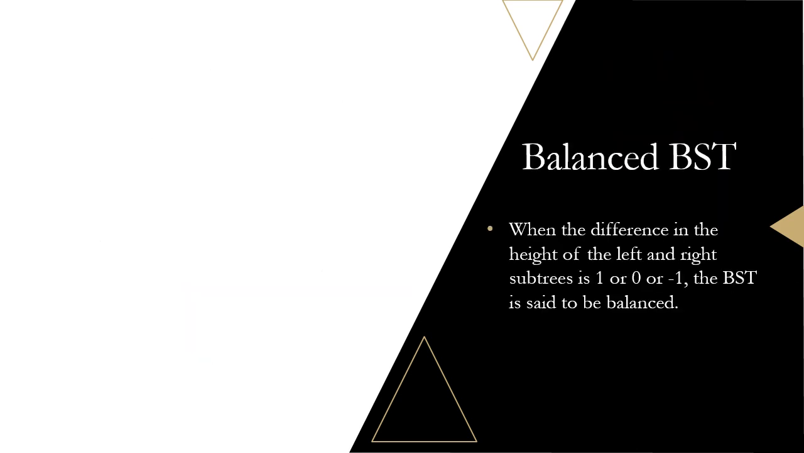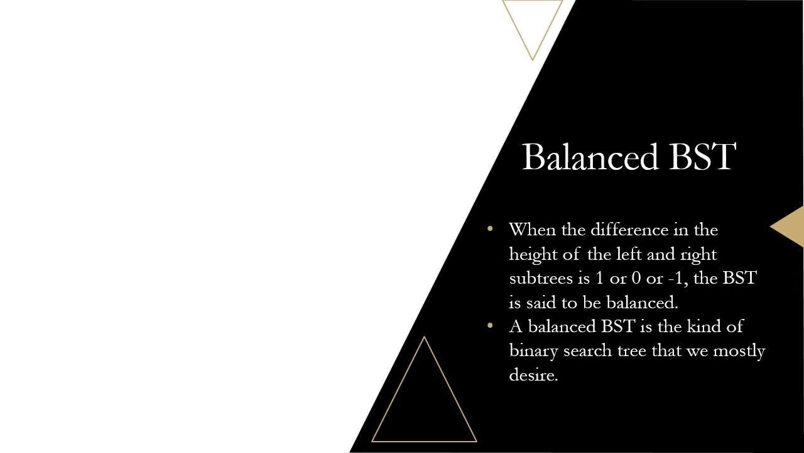Balanced BST. When the difference in the height of the left and right subtrees is 1 or 0 or -1, the BST is said to be balanced. A balanced BST is the kind of binary search tree that we mostly desire because it has nearly similar number of nodes in the right subtree and in the left subtree. So a balanced BST is something like this. Here the height of the left subtree is 2 and the height of the right subtree is 1 and the difference between left and right is 1.